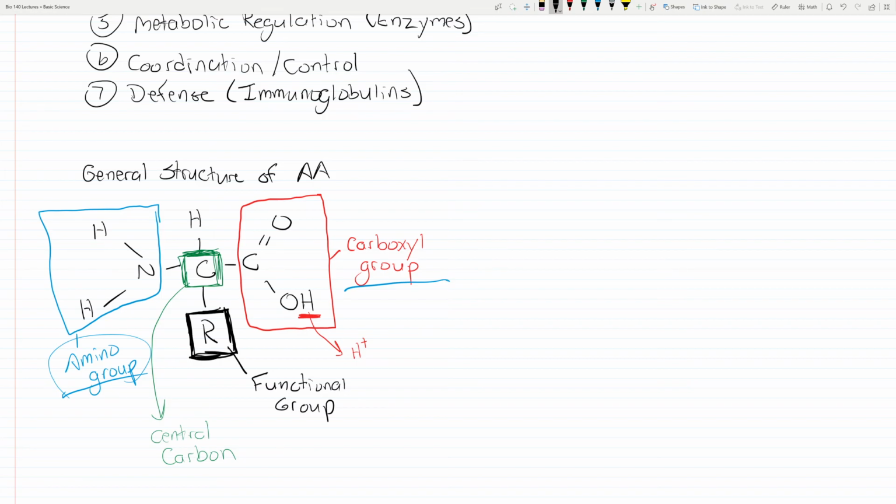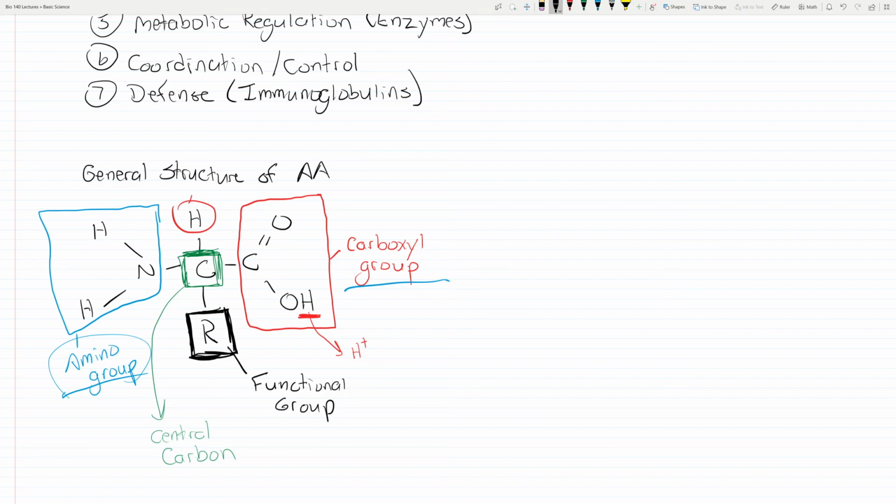Now there are about 20 different R groups, which means that there are about 20 different amino acids. You don't have to remember them all. It's not important. You just have to know that that's the thing that changes. Everything else about an amino acid is the same. All amino acids have an amino group. All amino acids have a central carbon. All amino acids have a carboxyl group. All amino acids have an R group. And finally, if you want to get really nitpicky about it, all amino acids have this H, which is the hydrogen attached to the central carbon.